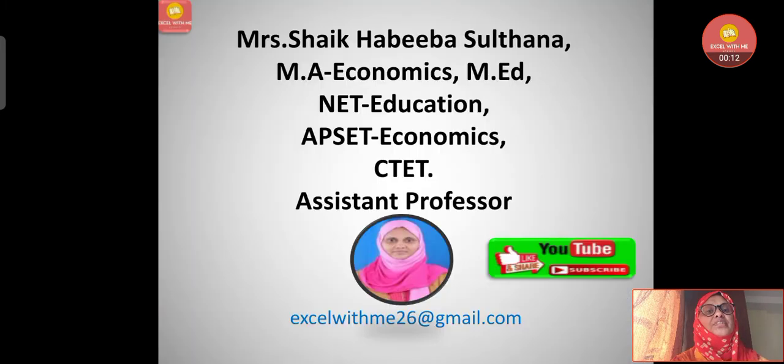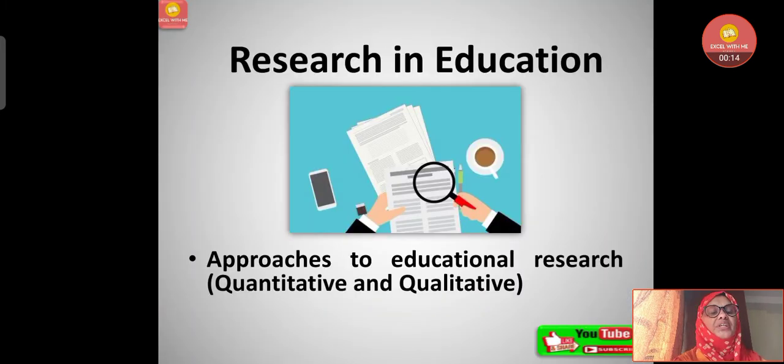Let's start today's class, that is Research in Education, with the subtopic Approaches to Educational Research. Till now we have understood the different types of research methods, what the aims are, what the scientific method is and what the types of scientific method are. Now we are going to discuss the approaches to educational research. They are quantitative and qualitative.